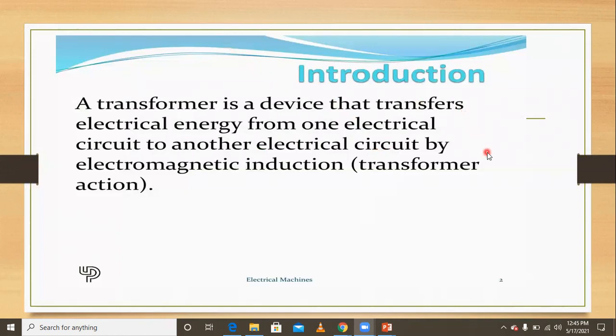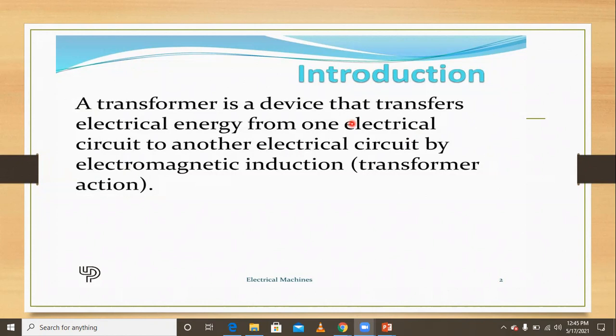Well, the transformer is a static device. It does not have any rotating parts. Transformer is a device that transfers electrical energy from one circuit to another circuit. It is a static device, it does not have any rotating parts, and it is not a generator. It just transfers the energy from one circuit to another circuit.